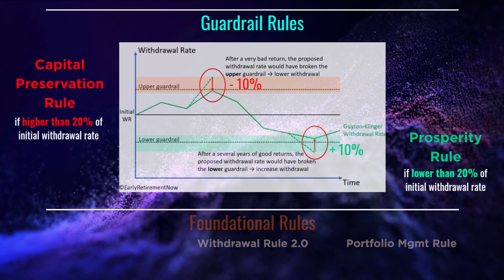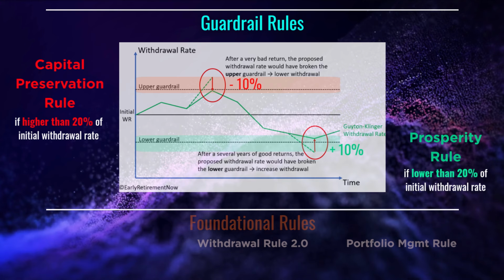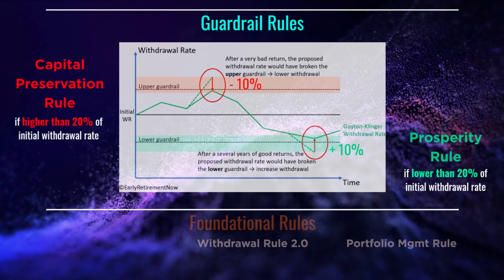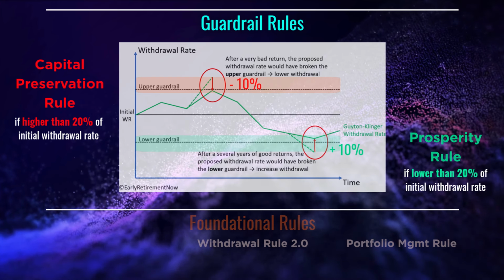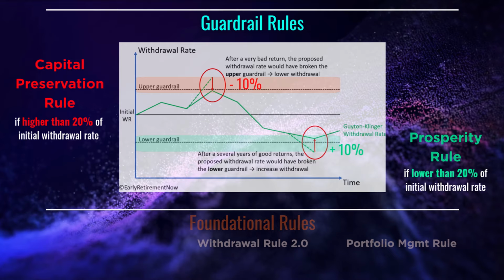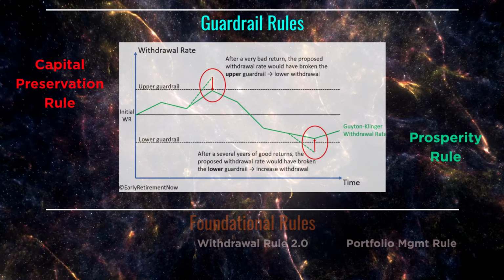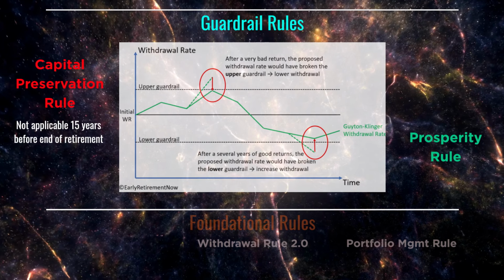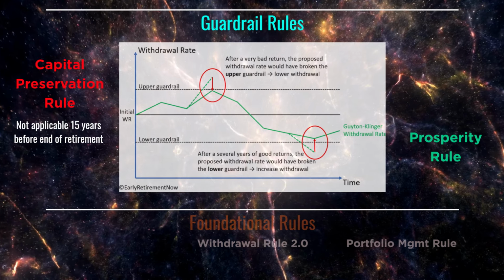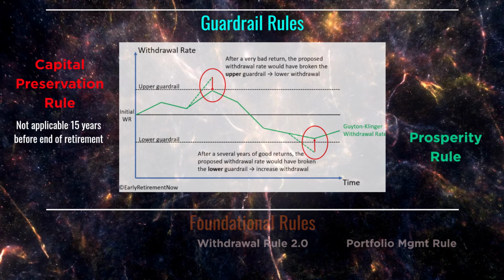This rule loosens the purse strings a little, and increases your withdrawals, to help you make the most of your retirement in better years. In both cases, the revised withdrawal amount becomes the basis for determining the next year's withdrawal. One important note on the capital preservation rule: it is not applicable 15 years before the end of the retirement period. So, no pay cuts towards the end of your retirement.